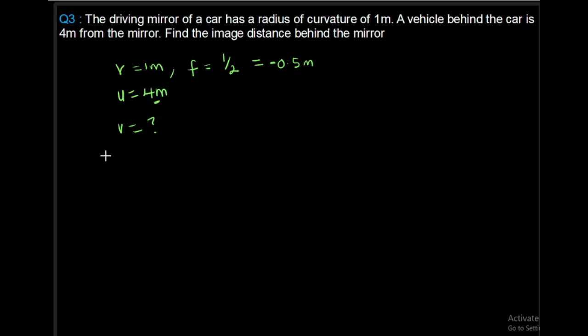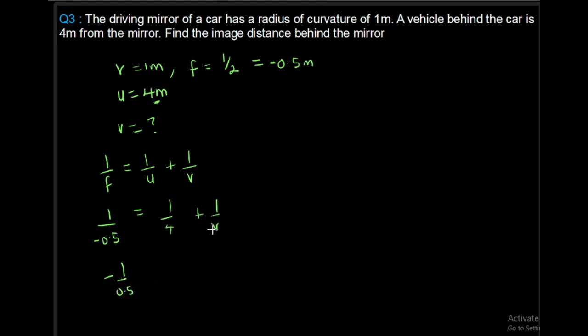Our mirror equation again is 1 over F equals 1 over U plus 1 over V. And F is minus 0.5, which is negative, so we have 1 over minus 0.5 equals 1 over U, which is 4, plus 1 over V. Now we need to get V. We make it subject of the formula. This is minus 0.5. This is simply positive 1 divided by negative 0.5. This is going to give us negative 1 over 0.5.